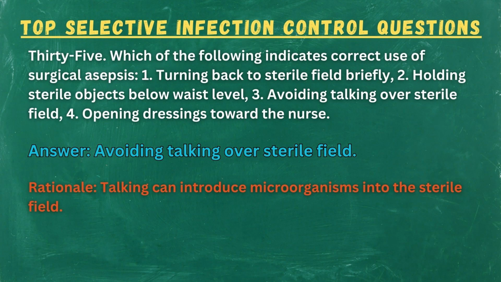35. Which of the following indicates correct use of surgical asepsis? 1. Turning back to sterile field briefly. 2. Holding sterile objects below waist level. 3. Avoiding talking over sterile field. 4. Opening dressings toward the nurse. Answer. Avoiding talking over sterile field. Rationale. Talking can introduce microorganisms into the sterile field.